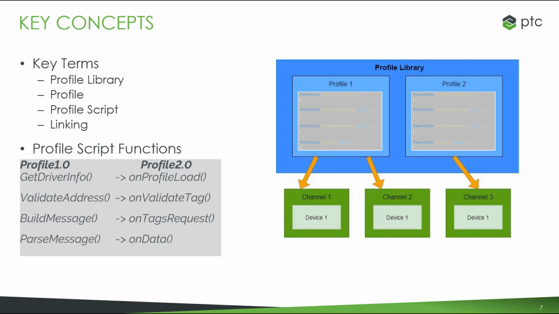It is important to define key terms and understand the interaction between the profile library and the Universal Device Driver. A profile exists inside the profile library plugin and contains a script. Profiles define how the Universal Device Driver communicates with a device. The profile script is a set of JavaScript functions that contain the necessary information to communicate with the device using an arbitrary protocol. The current interface requires 4 functions to communicate with an Ethernet solicited device: onProfileLoad, onValidateTag, onTagsRequest, and onData.